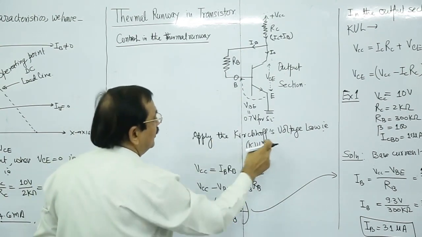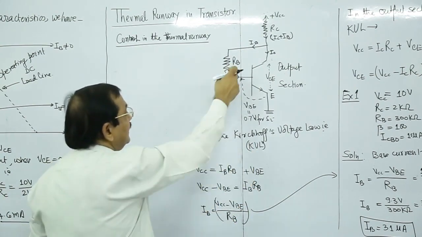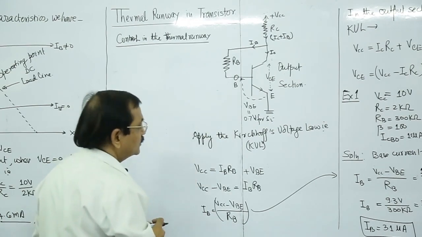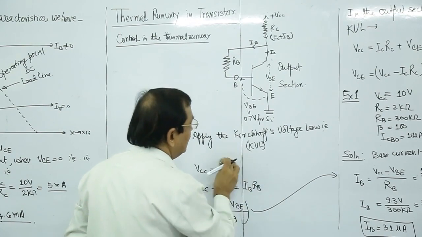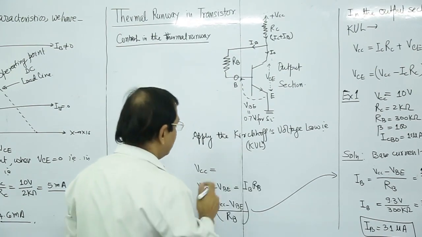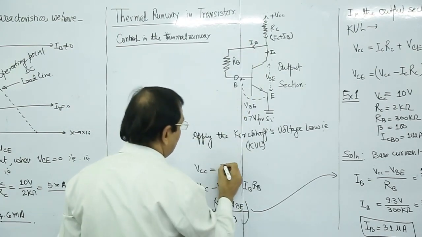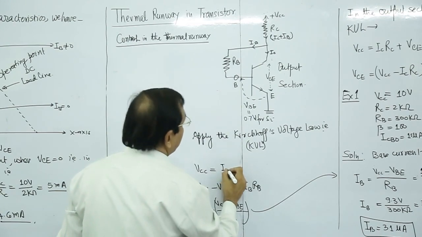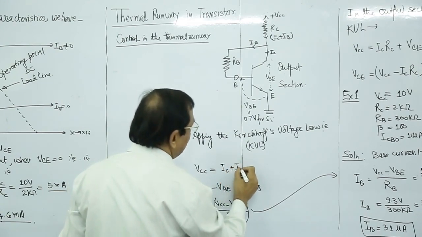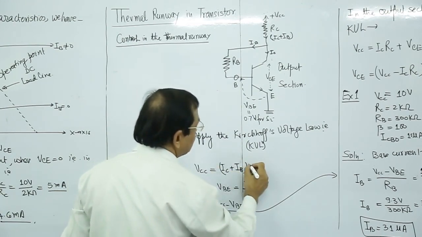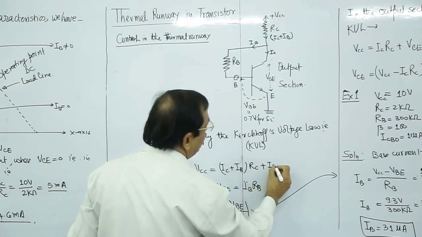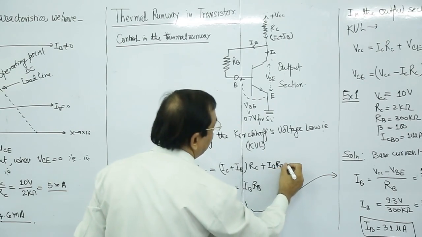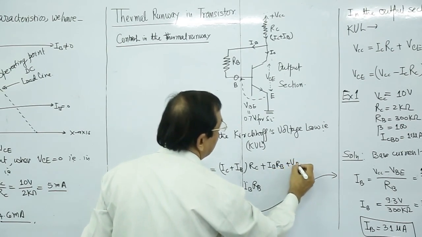So apply the Kirchhoff voltage law in the input section. When we apply Kirchhoff voltage law, VCC is equal to (IC + IB) RC plus IB RB plus VBE.